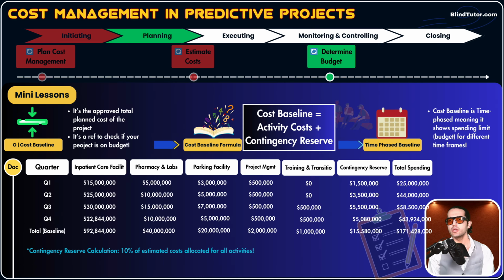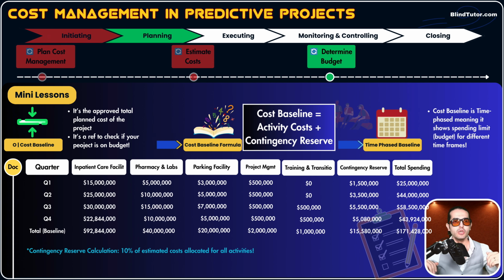Now, guys, let's go to row number 1. What does that mean? It means that by the end of quarter 1, we have planned to spend $15 million for activities related to what deliverable? Inpatient care facility. Okay, this is our promised cost. We promise to our stakeholders, to our sponsor, that we won't spend more than $15 million on activities that relate to inpatient care facility. We won't spend more than $5 million on activities that relate to pharmacy and labs, and so on.